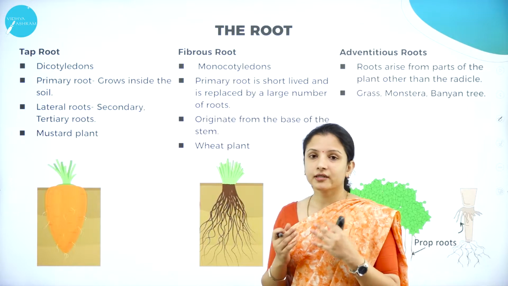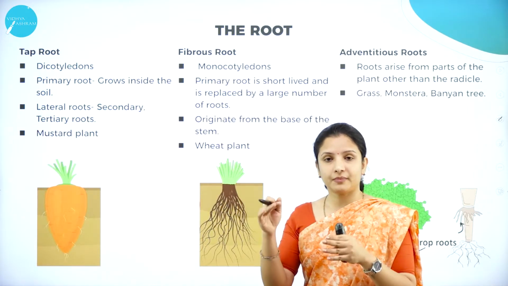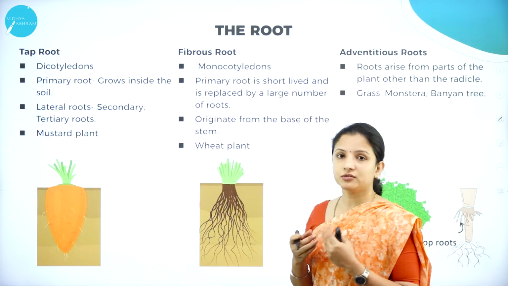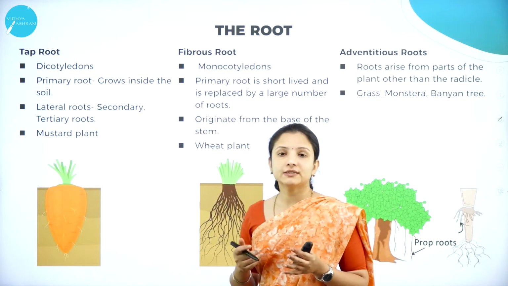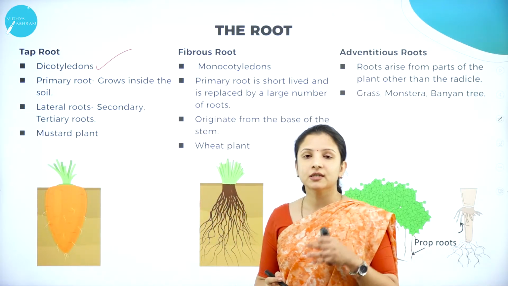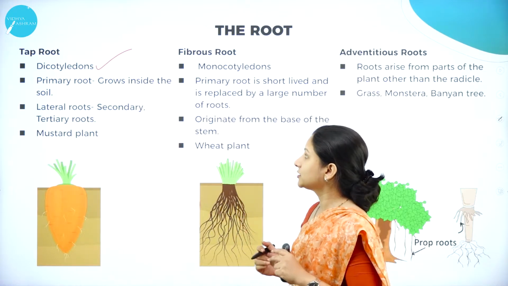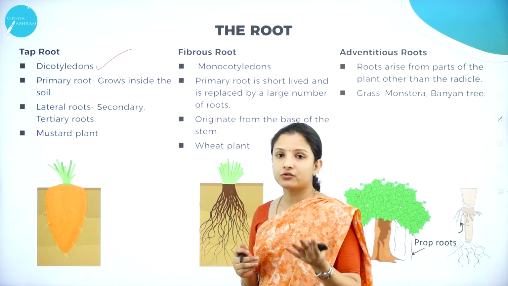Again here, classification of the plants can be done based on whether the plant has a taproot, a fibrous root or an adventitious root. So what is the taproot? Taproots are usually seen in dicotyledonous plants. What are dicotyledonous plants? Those plants which have 2 cotyledons. They are dicots, and these are the primary roots which grow into the soil.